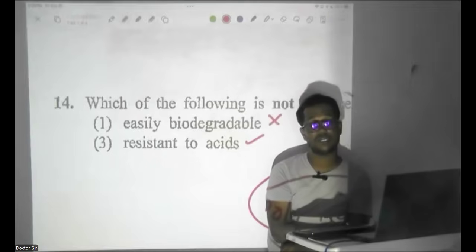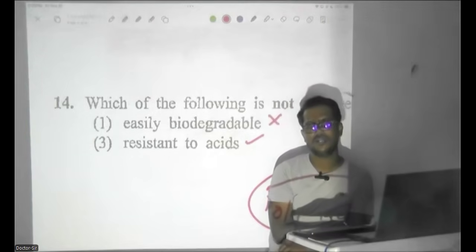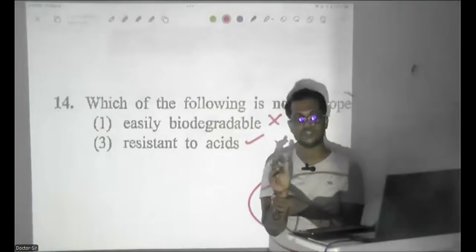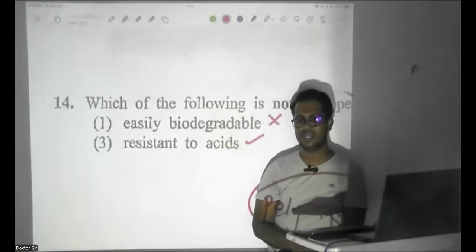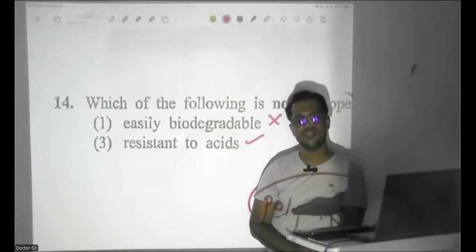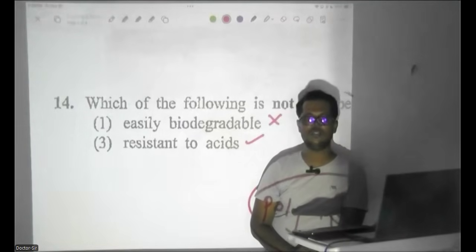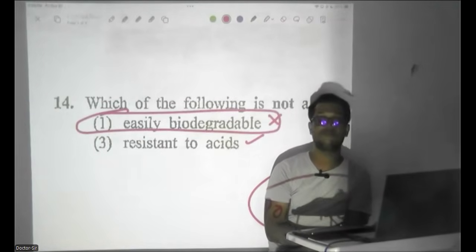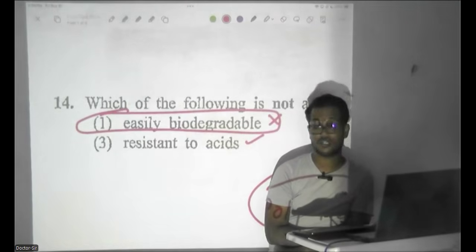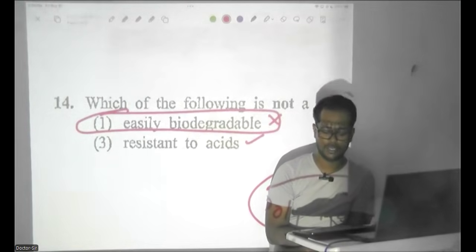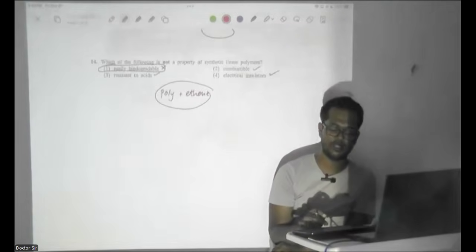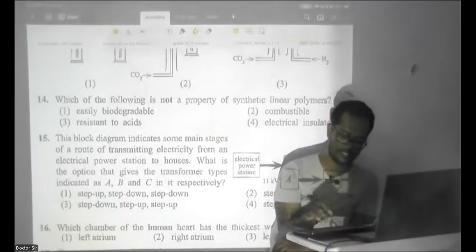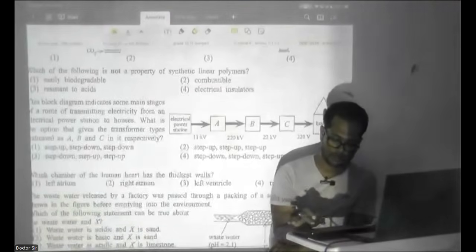Resistance to acid, that is also correct. Some polymers we use to make gloves. Gloves are made from them, and they are resistant to acid, so nothing happens when acid is dropped on them. So it is resistant to acid. Now the answer we got is answer 1. It is not easily biodegradable. Now you know about that also. I will discuss these details later.